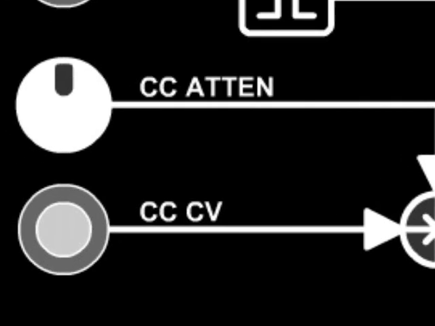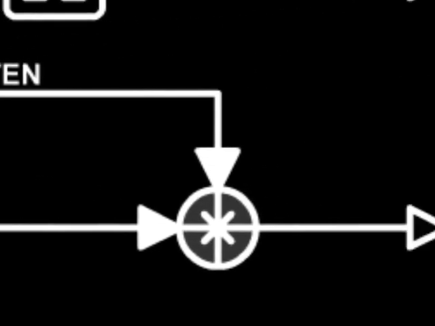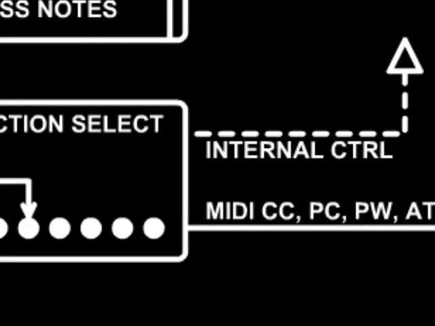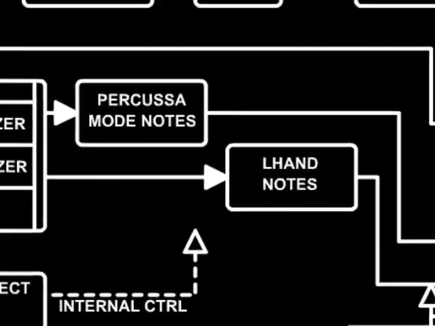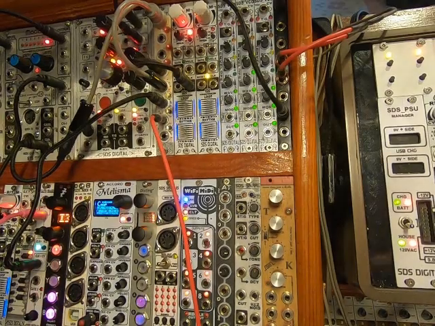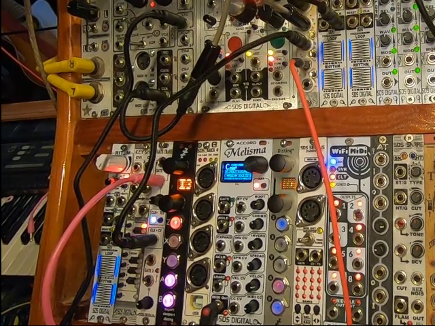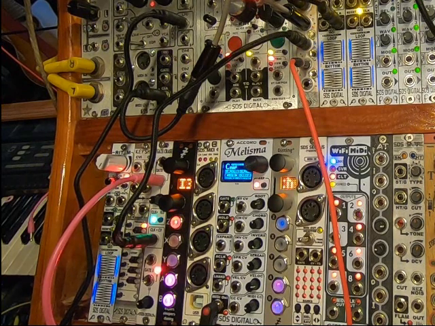Hi, this is Sandy Sims, and this Melisma tutorial will cover the internal functions of the CC/CV input at the bottom of the panel. Besides being able to control MIDI control changes, program changes, pitch bend, or aftertouch, the CC/CV input can be assigned to control some useful internal functions of the Melisma.